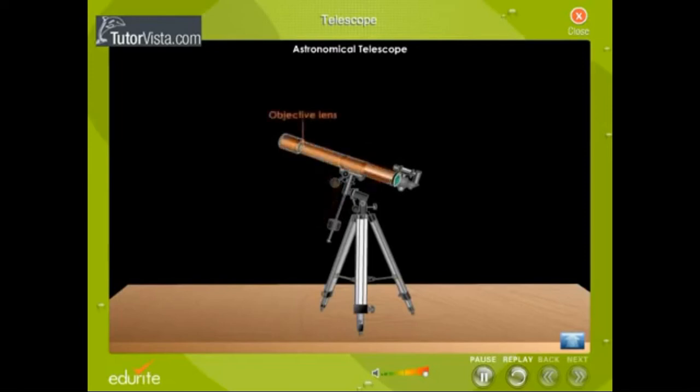The objective lens and the eyepiece are fixed at the ends of the telescope tube. The distance between the objective and the eyepiece can be adjusted with a rack and pinion arrangement. This adjustment of the telescope is known as normal adjustment. Let us now understand the principle of a telescope with the help of a ray diagram.